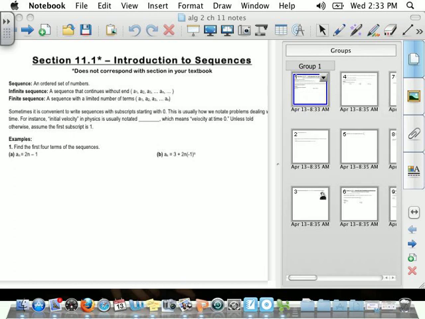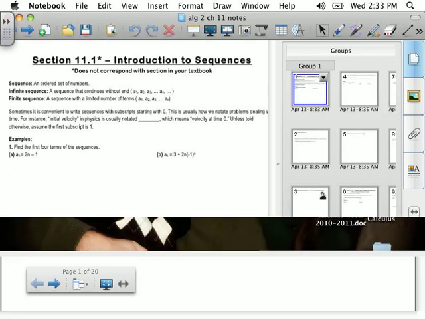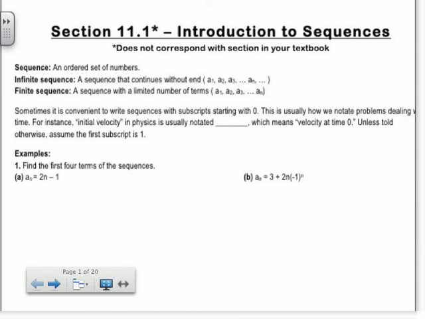So 11.1 is Introduction to Sequences. A sequence is just an ordered set of numbers. A sequence that you guys know is like 1, 3, 5, 7, 9, 11. These are all the odd numbers. You could have like 1, 2, 4, 8, 16, keep doubling. An infinite sequence is one that goes on forever. A finite sequence is one that stops.